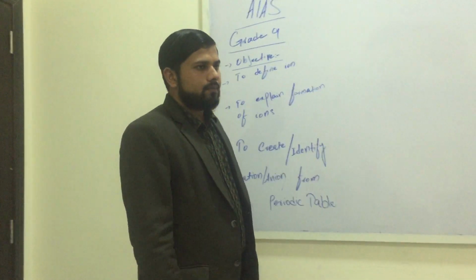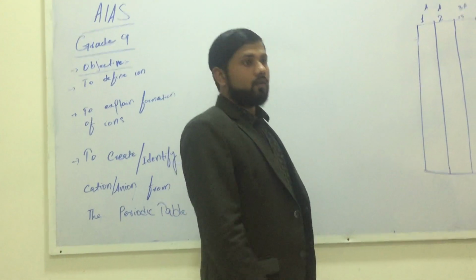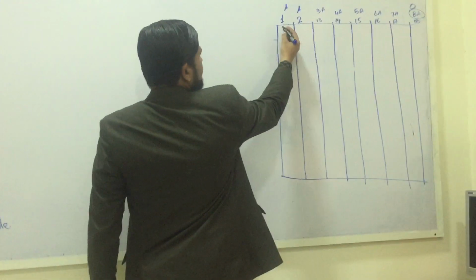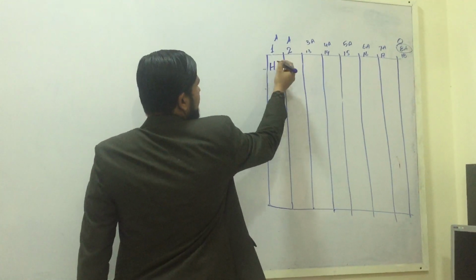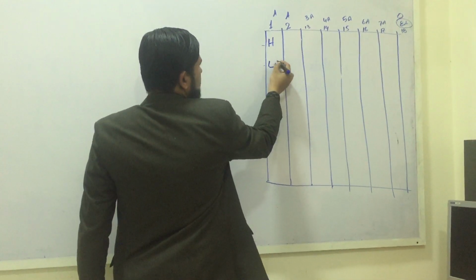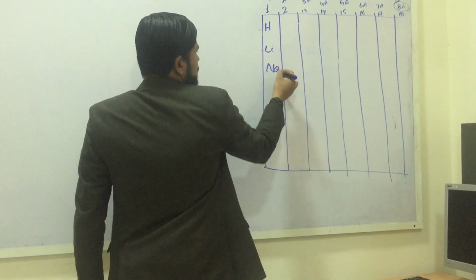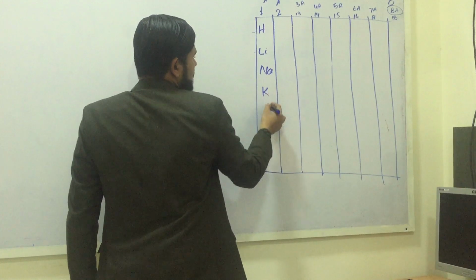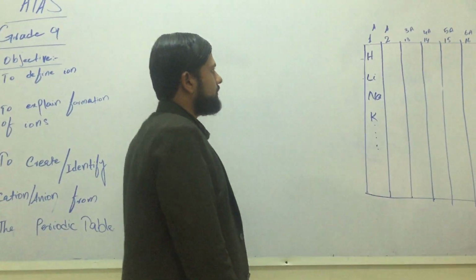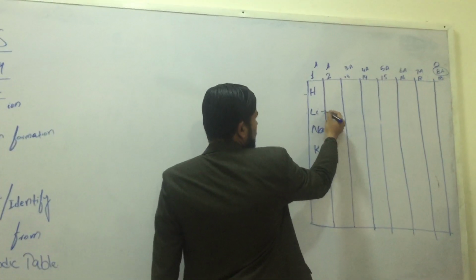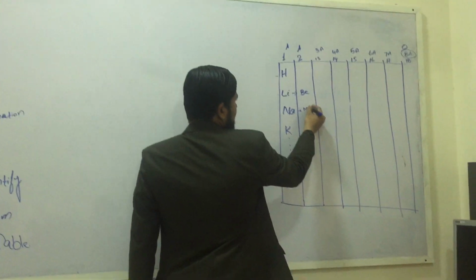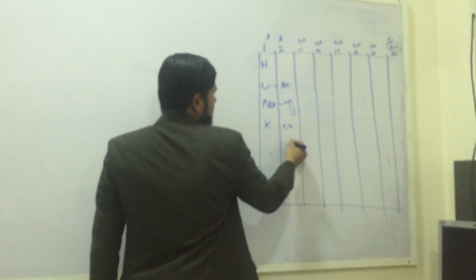So for example, as I told you before, let me just write for you the first group elements. If you know them, you can dictate with me, or you can write in your copybook: hydrogen, lithium, sodium, potassium, and so on. And the second group elements will start next to lithium, that would be beryllium, magnesium, calcium, and so on.